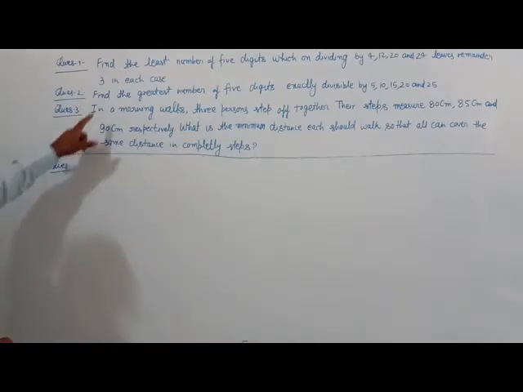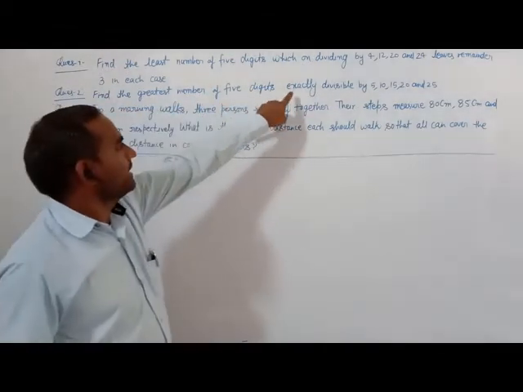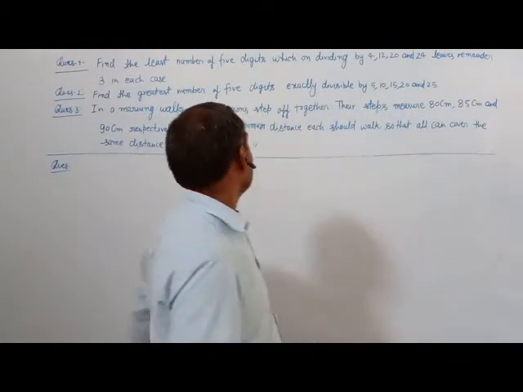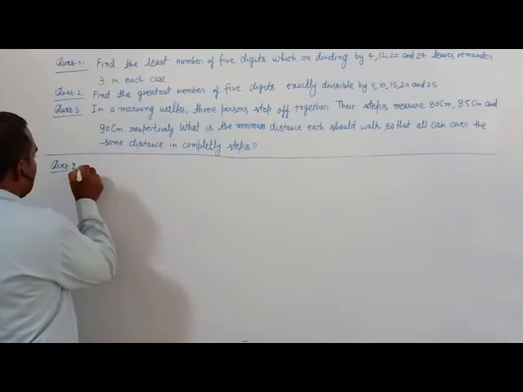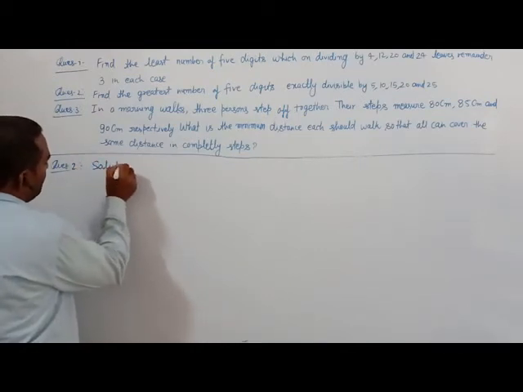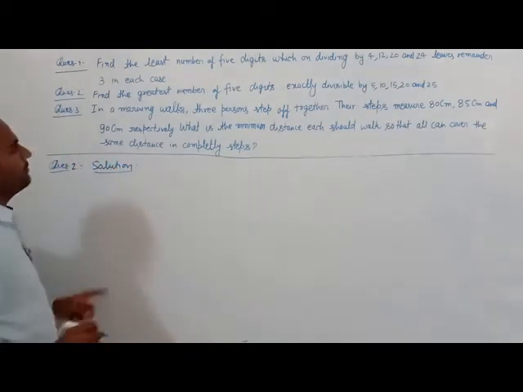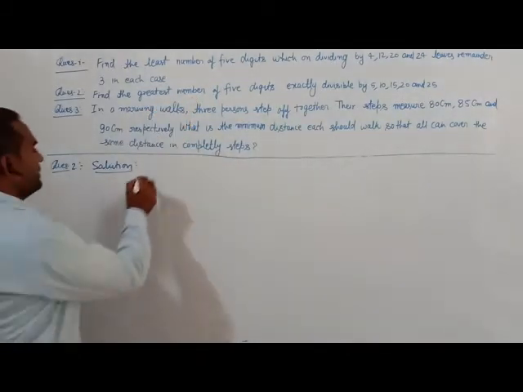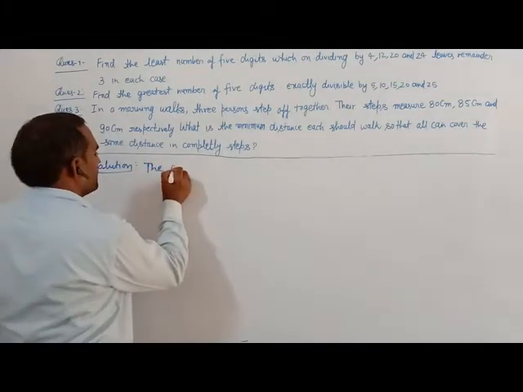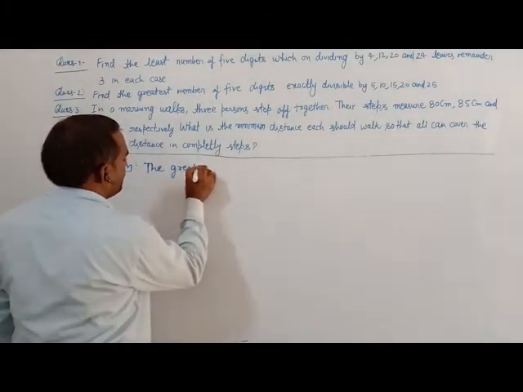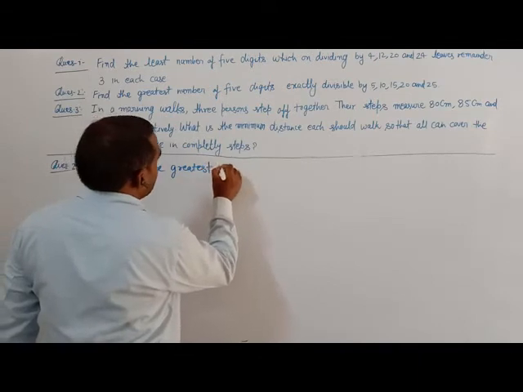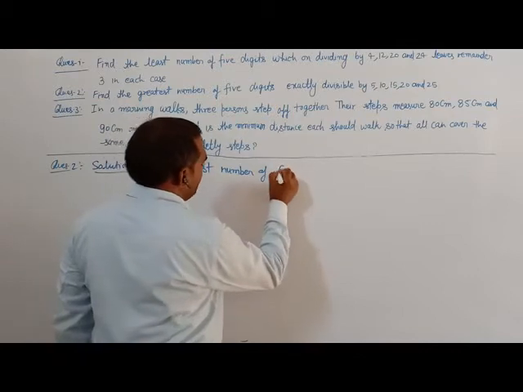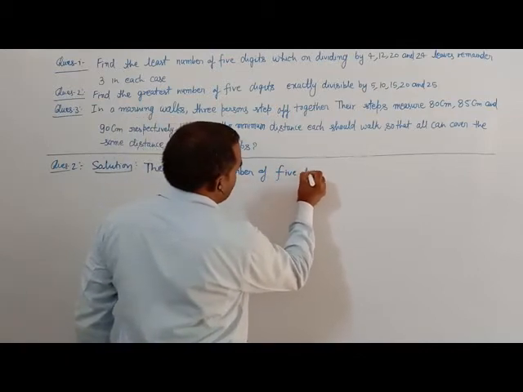Question number 2 is: find the greatest number of 5 digits exactly divisible by 5, 10, 15, 20 and 25. Solution: first of all, we have to find the greatest number of 5 digits.